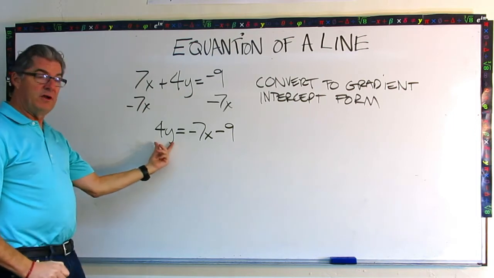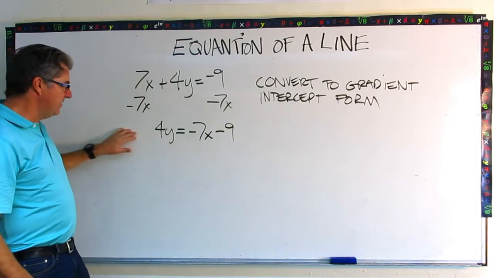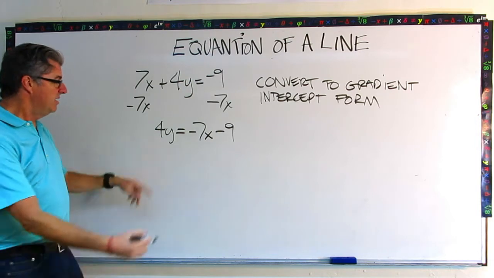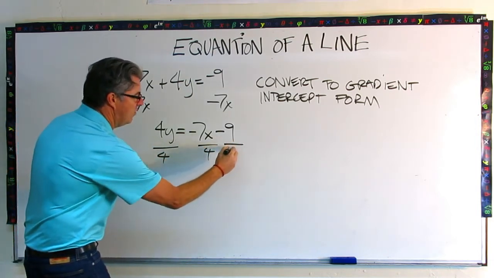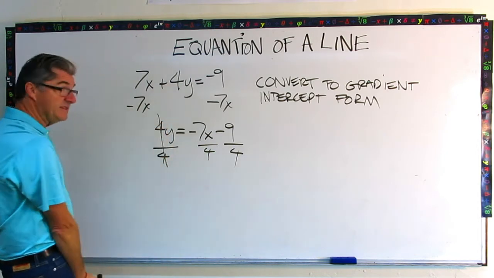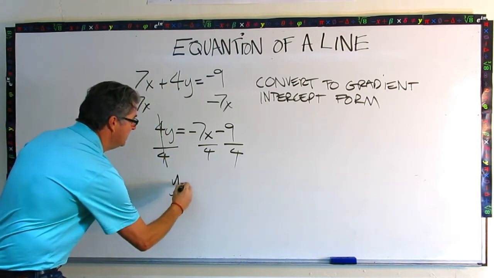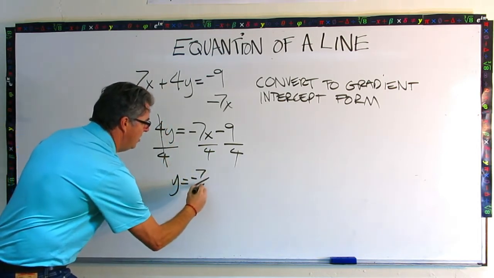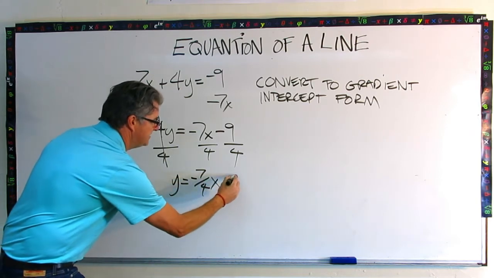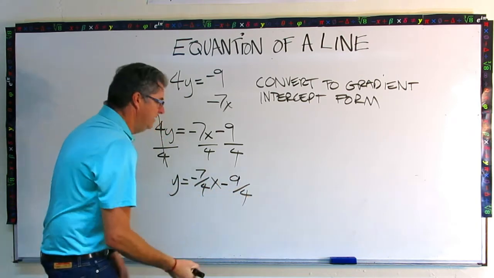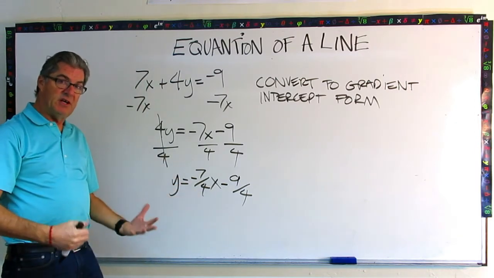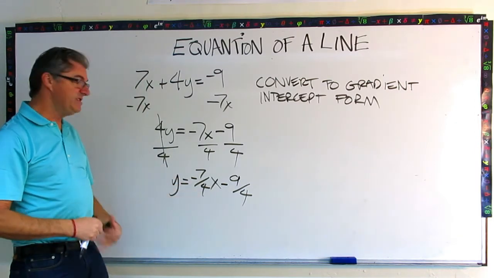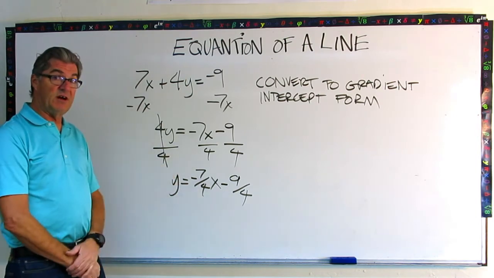Now I'm not quite there. Y is alone, but it has a 4. It doesn't have any other terms, but we still got a 4 in front. So we need to divide all terms in this equation by 4. So the 4's here cancel out, and I get y equals minus 7/4 x minus 9/4. Now don't worry about getting fractions in these terms. It happens. You'll also have equations that work out nicely with just integers as well.